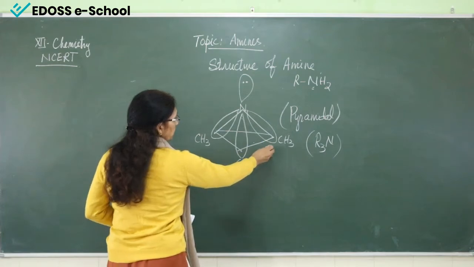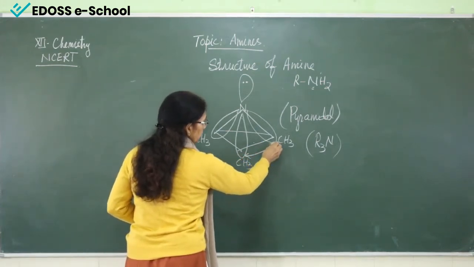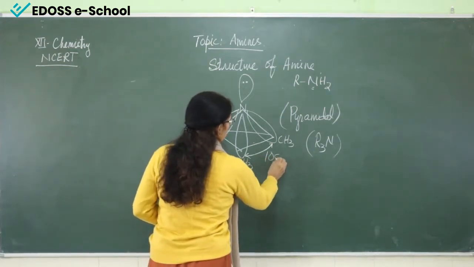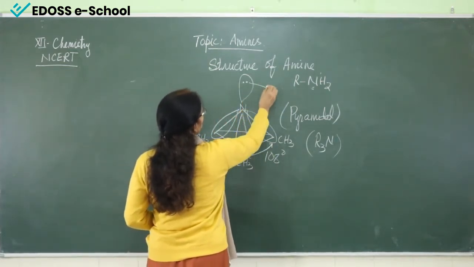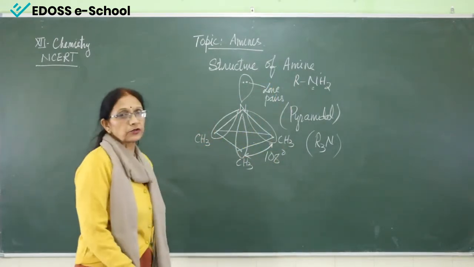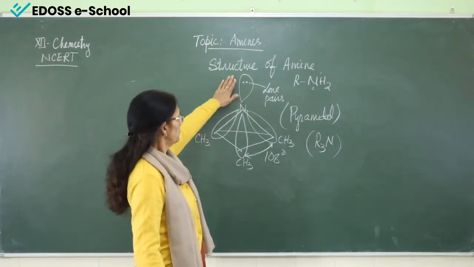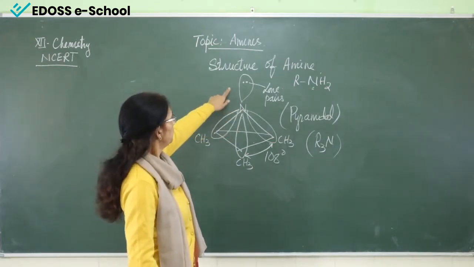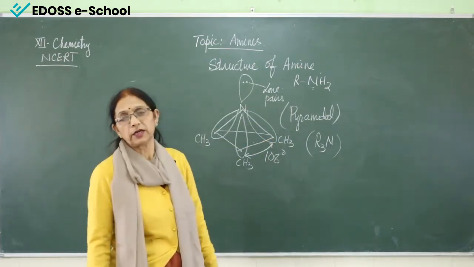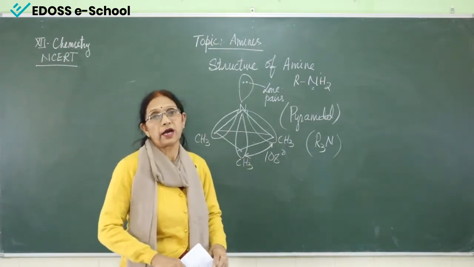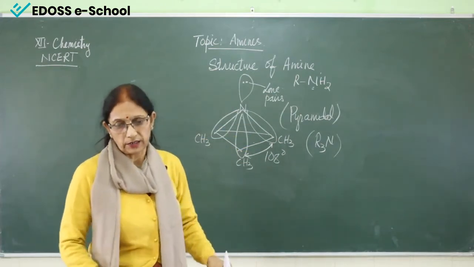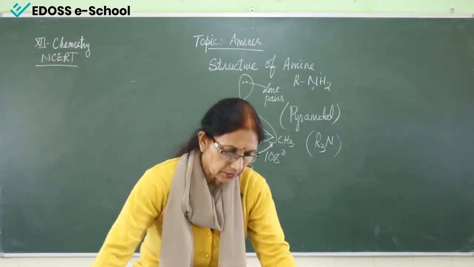And here the angle between 2 alkyl groups is less than 109 degrees. That means it is 108 degrees. And these are the lone pairs. So this is the structure of amine we can see here: a pyramidal structure with the angle between two alkyl groups being 108 degrees. In ammonia we have seen this angle is 109 degrees, but here because of the lone pair the angle becomes 108 degrees.